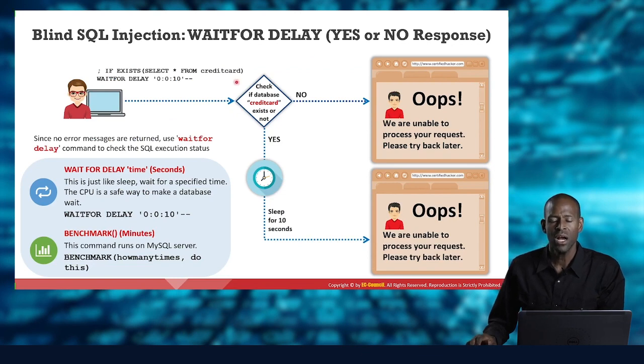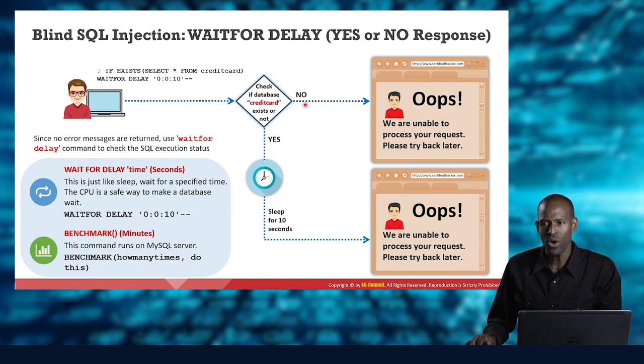In this case, you don't have an error message returned for the command, the execution status. So what you do is use sleep. You specify the amount of time to wait, and then you run a command. In this case, we're running a command here: if it exists, select star from credit card, wait for delay 10. And so we check the database for credit card.